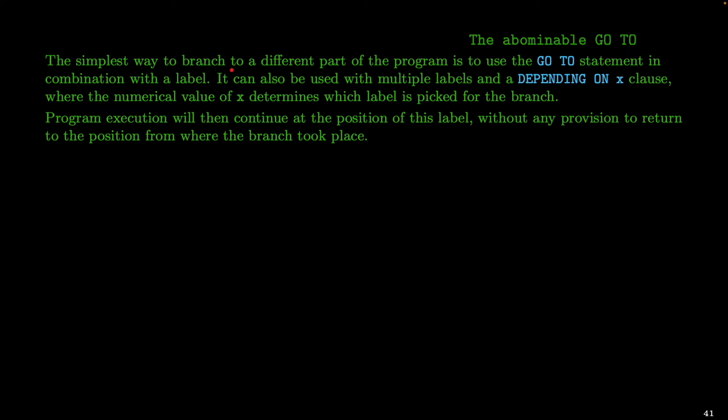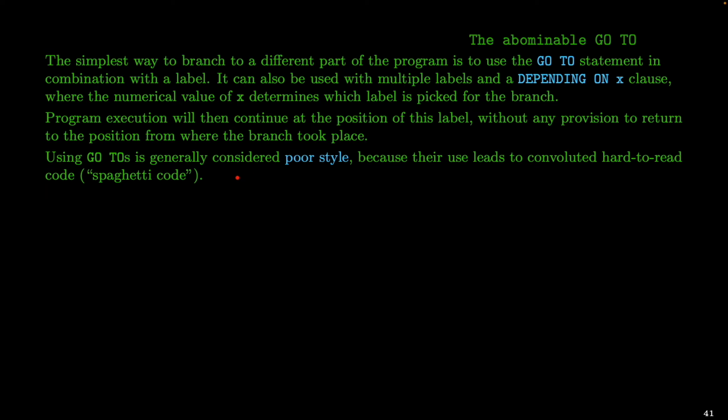So this is the simplest way to branch to a different part of the program. You use it in combination with a label, and basically what you do is write go to label name, and then the code will simply continue execution at the position where this label is in your source code. You can use it with multiple labels and then follow it up by a depending on X clause, where X is some numerical variable that simply determines which one of the labels you pick for the branch. So there is sort of a conditional go to here. You can change the value of X to branch to a different label.